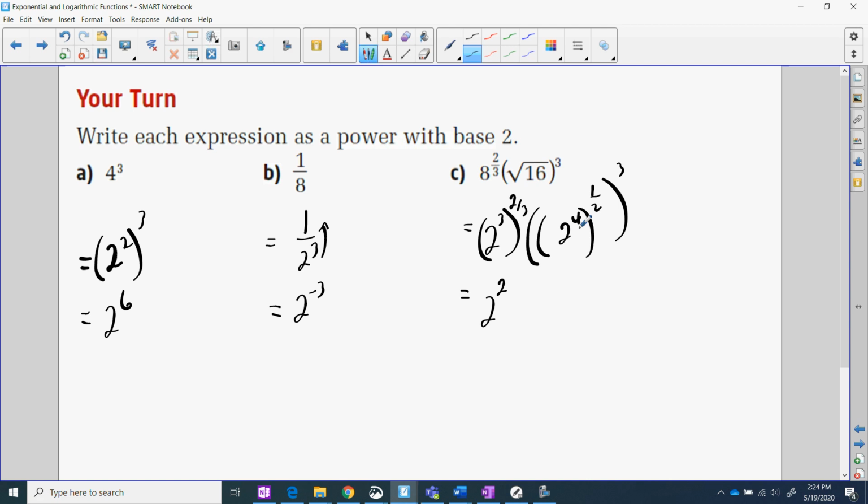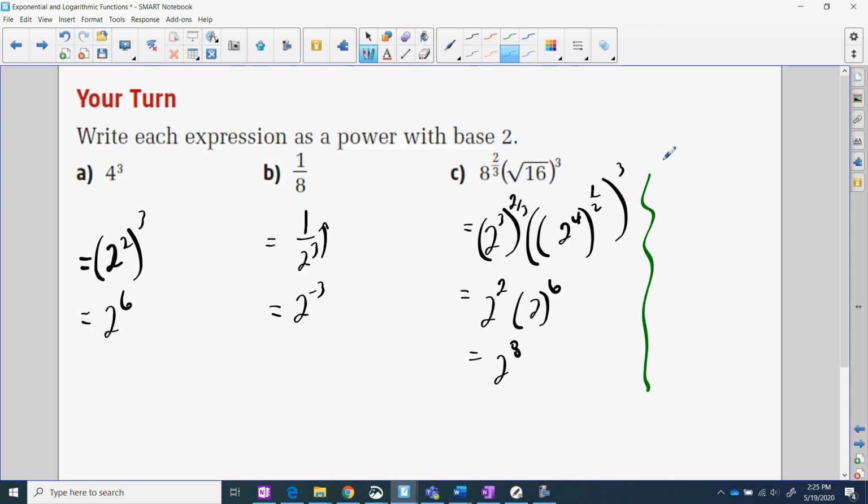I've got 3 exponents here. I'm going to multiply them all together. So 4 times 3 is 12. Take half of 12. That's 2 to the 6th. Same base. We're multiplying. Add your exponents.